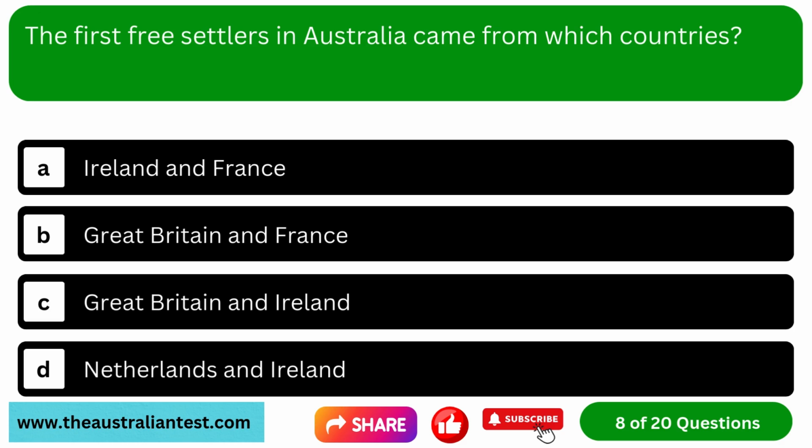Question 8. The first free settlers in Australia came from which countries? Option A, Ireland and France. Option B, Great Britain and France. Option C, Great Britain and Ireland. Option D, Netherlands and Ireland.